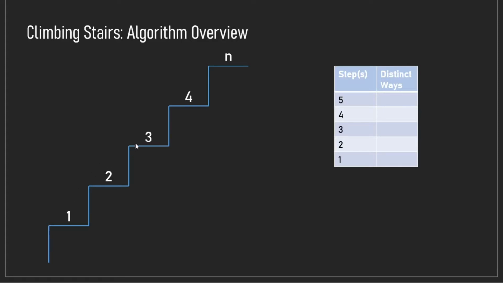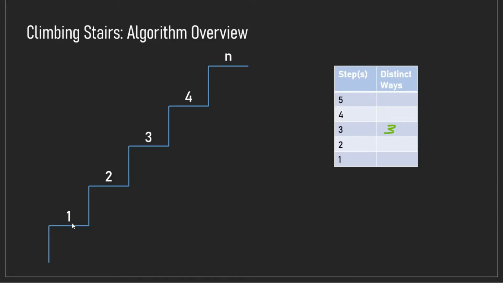Dynamic programming is when you split the problem into a bunch of smaller sub-problems, use those sub-problems to find your answers, and string up all those sub-problems together to find your answer. So let's do that here. We saw that the number of distinct ways to get to step 3 was 3.